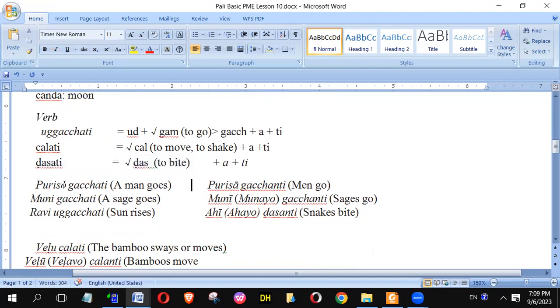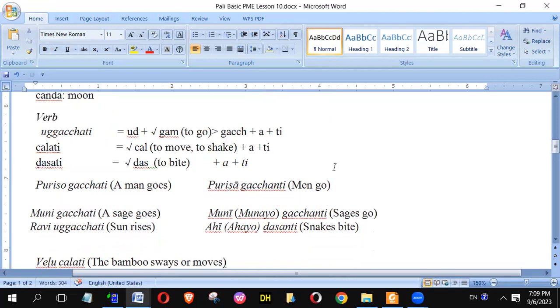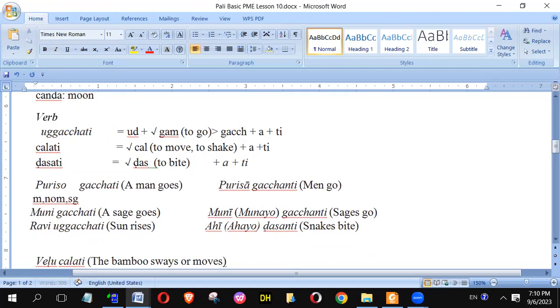Okay, now we need to know, now we are on the nominative. So you write now masculine, nominative, singular, right? And gachati, you write present tense, third person, singular. A man, you can see we need to put the word because if you write the word man goes, it's not good English. So you need to put the word man goes.